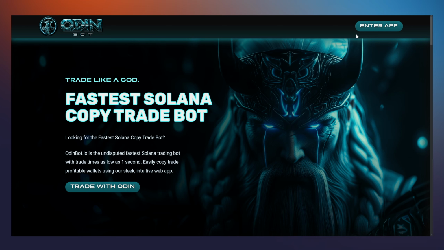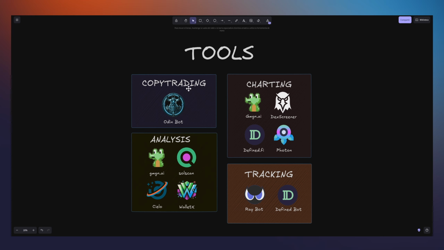For charting, we're going to be using GMGN, Dex Screener, Define.fi, and Photon. Once again, these tools are solely going to be for chart analysis. We're not going to be using them for copy trading because we already have Odin Bot.